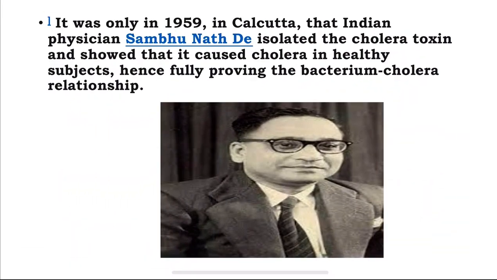Then further what happened? It was only in 1959 in Calcutta that the Indian physician Sambhu Nath De isolated the cholera toxin and showed that it is the cause of cholera in healthy subjects. So he showed that the cholera toxin has the capacity to produce cholera in healthy subjects. Hence he fully proved the bacterium's relationship with cholera. Is it clear? What did Sambhu Nath De do? He introduced the cholera toxin in healthy individuals, did the human proving, and then he showed the association of this pathogen with cholera.